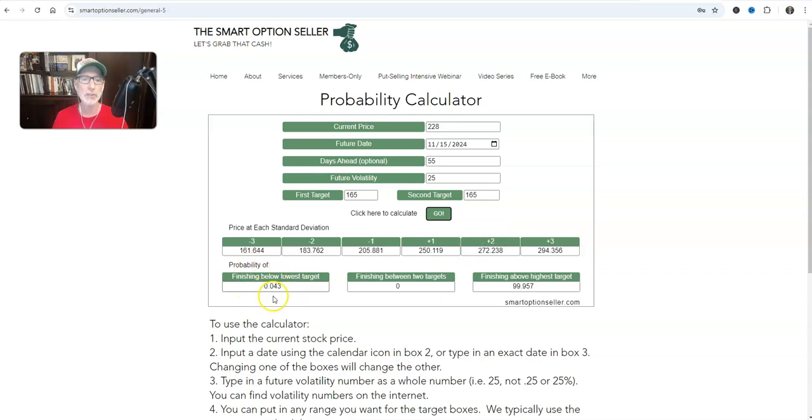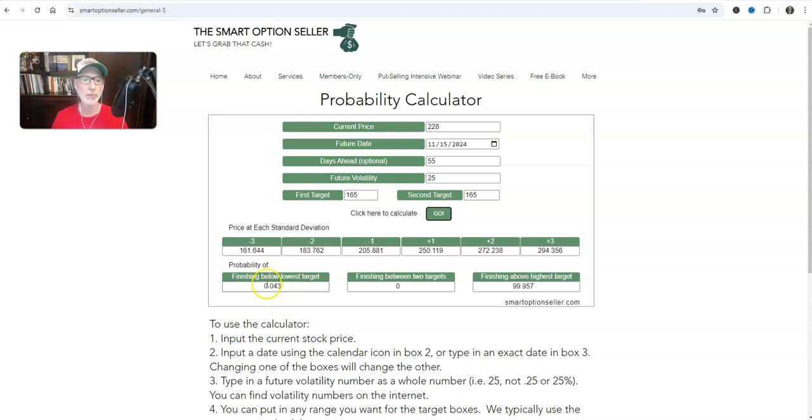We only need to concentrate on two boxes, here and here. So this one says finishing below lowest target. So this one tells us what are the chances of the probability of Apple finishing below $165 in the next 55 days.